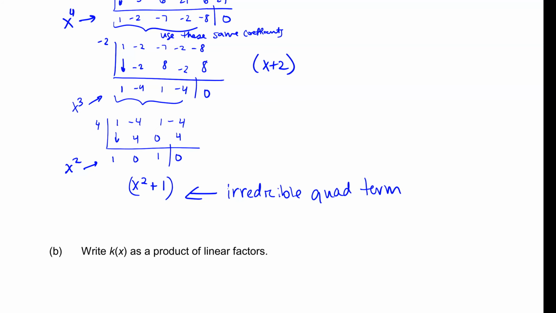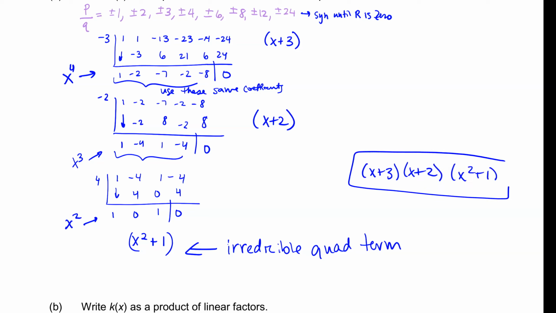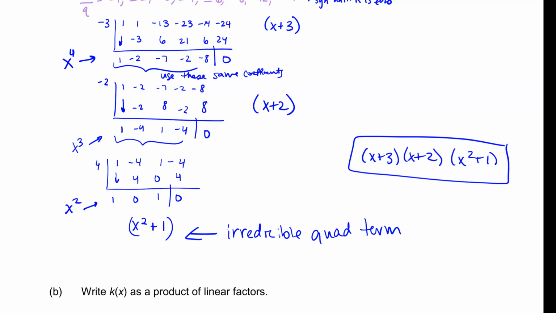So, write it as a product of linear and irreducible quadratic terms. X plus 3, x plus 2, x squared plus 1. That is the answer to this one. Not x, you're also missing x minus 4. Yep, x minus 4, my bad. Forgot to write that right here. So this is the x minus 4.